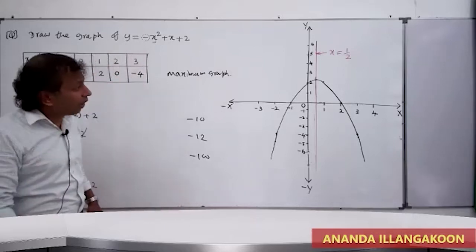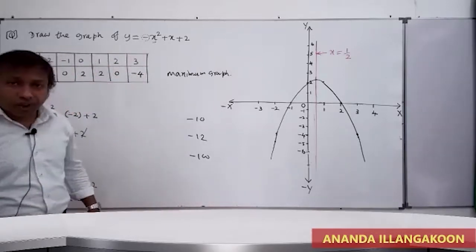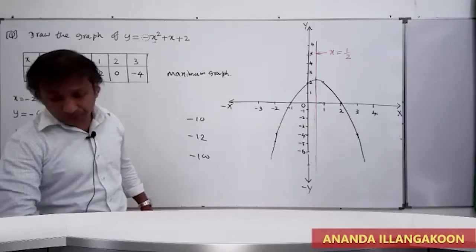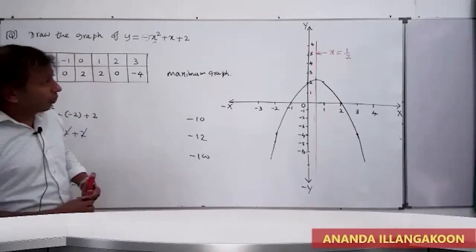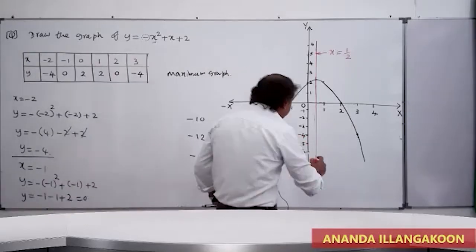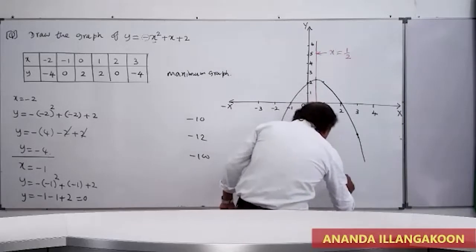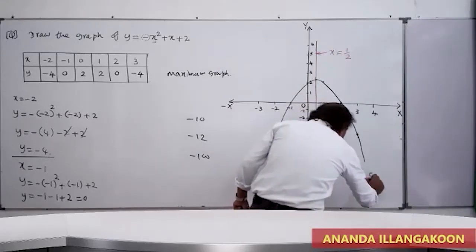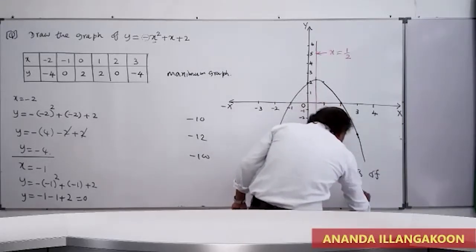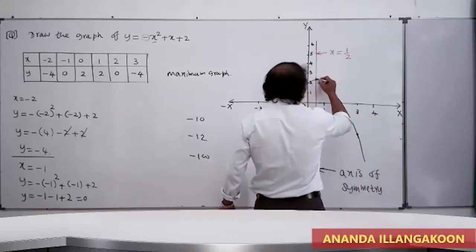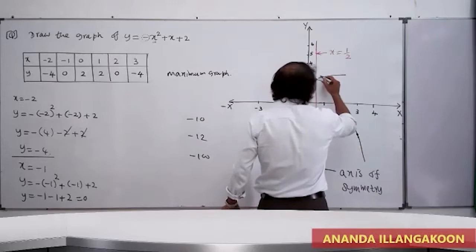Right. Now we have drawn the graph. Now we'll write some properties. Right. So this is, as before, the axis of symmetry. I write them down. This is the vertex or the turning point.